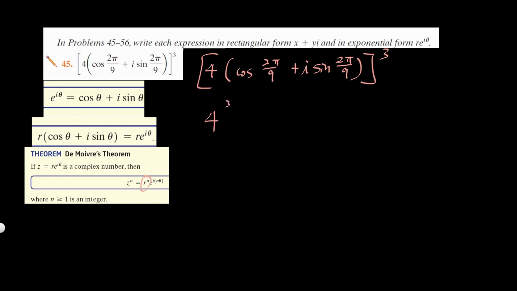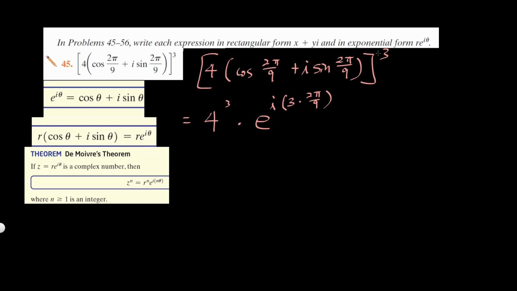Let's do another one. So we have 4 times cosine of 2 pi over 9 this time, plus i sine 2 pi over 9. Everything raised to the third power. So we're going to use De Moivre's theorem again. So I have 4 raised to the third power from here times e to the i power times n is 3 times the angle here is 2 pi over 9.